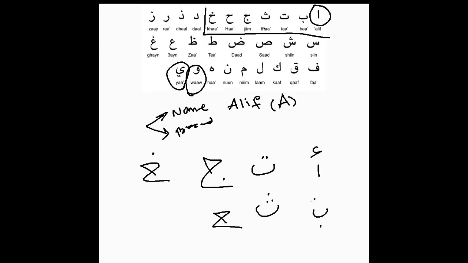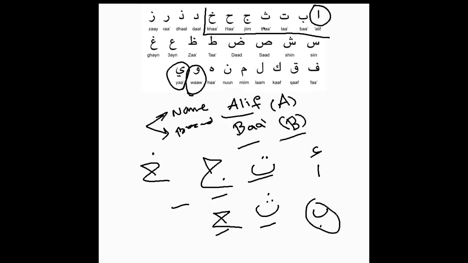Ba, you have the name Ba, and then you pronounce it as B. So when you are saying the Arabic alphabet, you go with the names of the letters: Alif, Ba, Ta, Tha, Jim, Ha, Kha. And when they are in a word, you only pronounce how they sound, as A or as B.